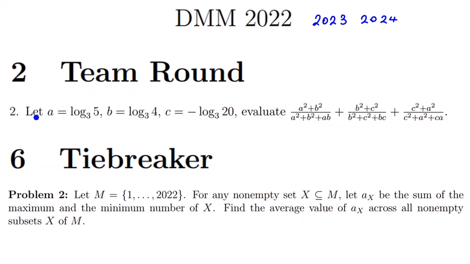Team round problem number 2. It says let A equals log base 3 of 5, B equals log base 3 of 4, C equals negative log base 3 of 20. Evaluate a squared plus b squared over a squared plus b squared plus ab and so on. Okay, so try this problem first on your own.